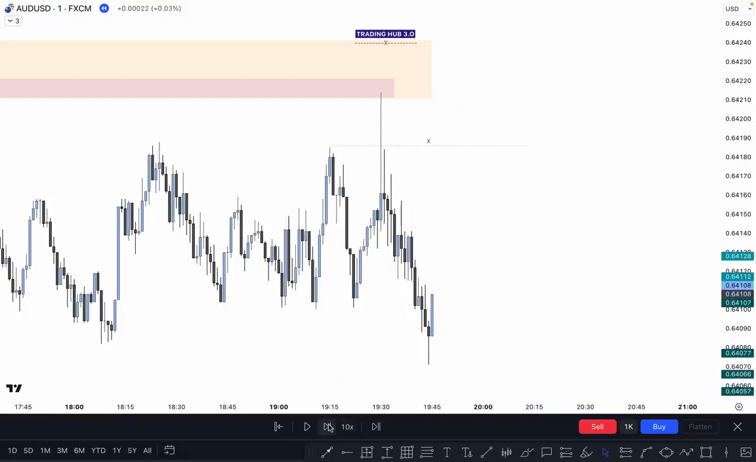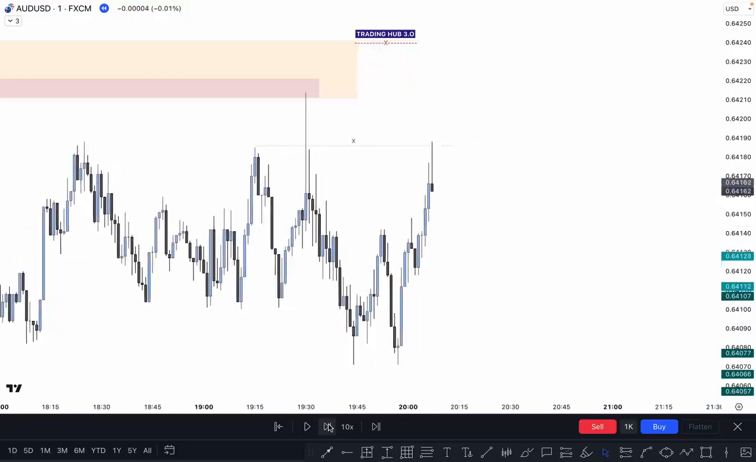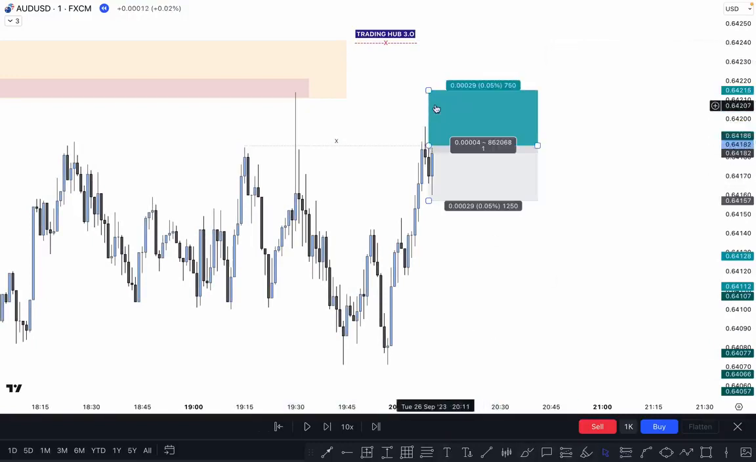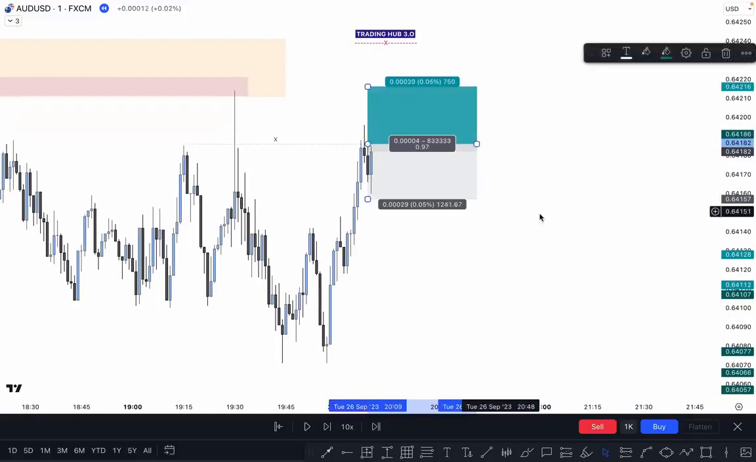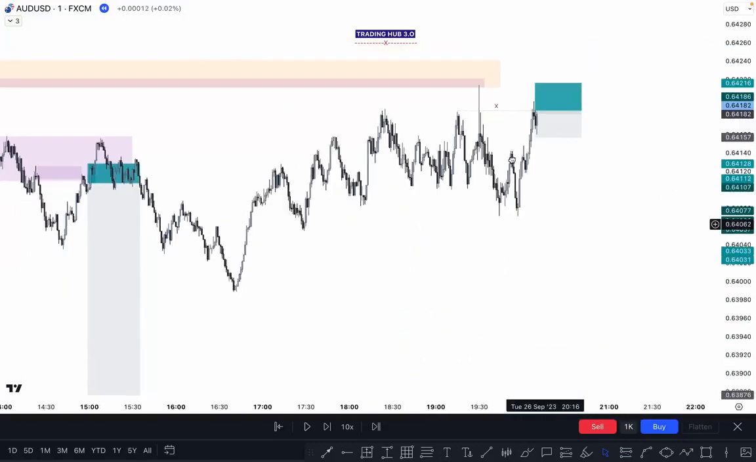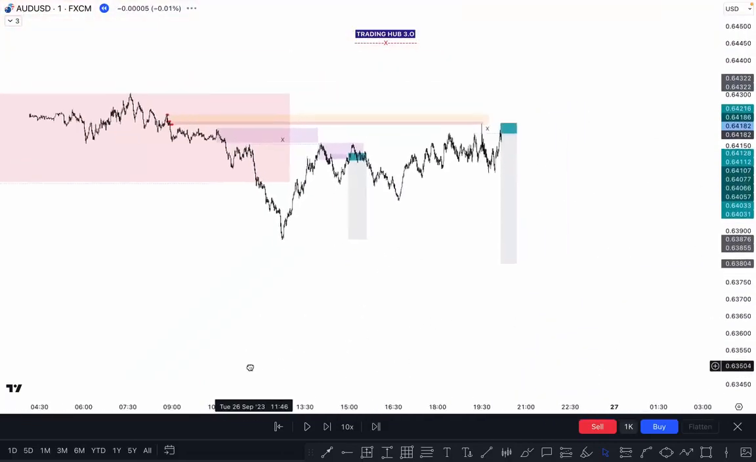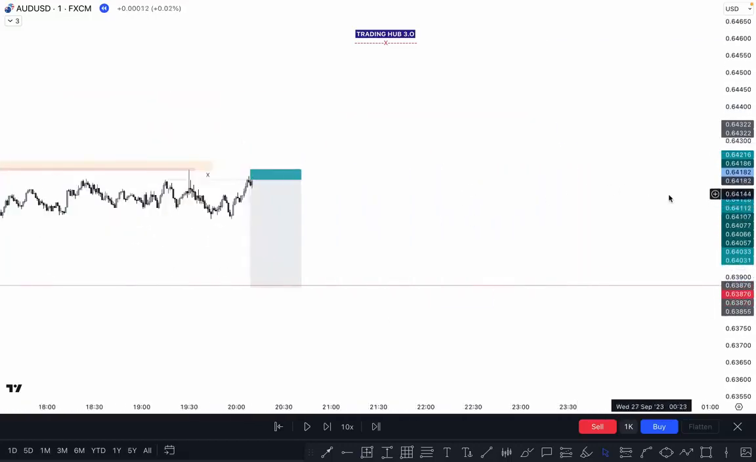So let's see what happened next. You have to wait for it to mitigate this hidden POI which was here, right here. Simply you can take the decision here for this sell. Where is the stop loss? Just above it here, almost 3 pip stop loss just above it. And where is the target? The target is the main low. So this one is our target, this one is our entry, and this one is our stop loss.